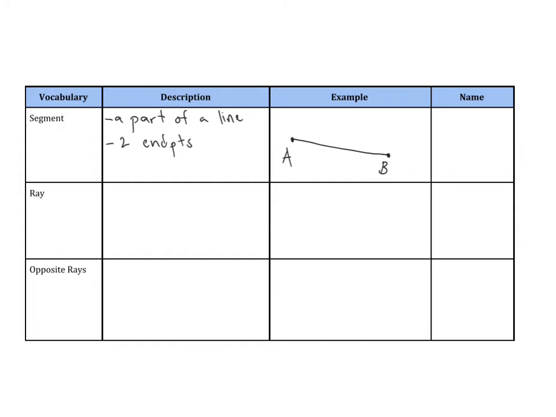Now, the difference here between a line and a segment is that a segment is measurable. And that has to do with the fact that a segment stops, right? There are 2 endpoints. We know and we can measure how long this segment is. Very different from a line, which goes to infinity.